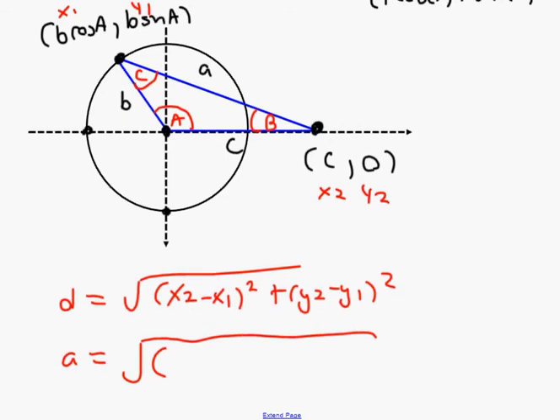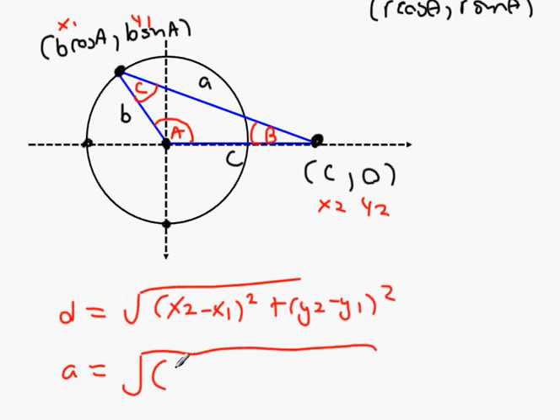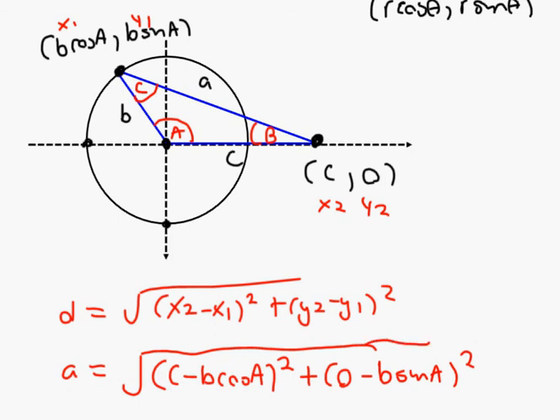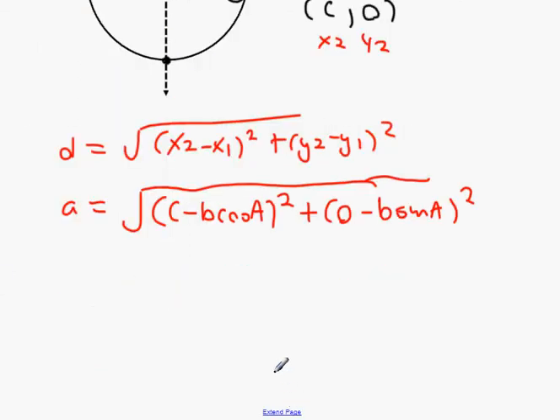Okay, so what's it going to be? x2 minus x1? C minus B cos A squared. The next one's going to be 0 minus B sin A squared. Now, I'm going to square both sides because remember the cosine rule is A squared, not A. So remember, I'm going to square both sides. I'm going to get A squared equals.